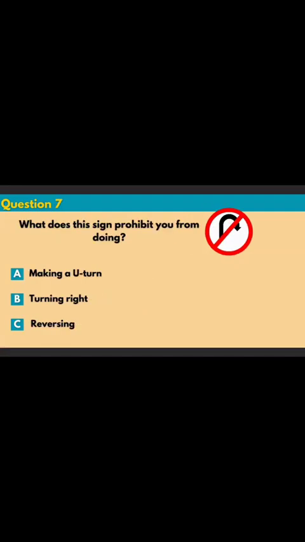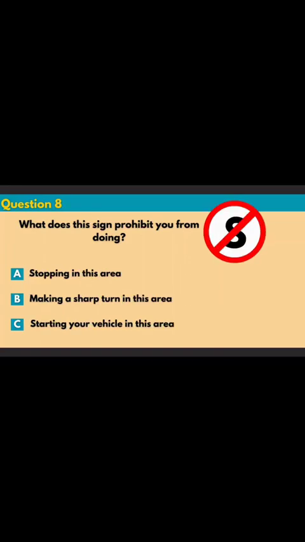Question 7. What does the sign prohibit you from doing? So again, there's a red line going through. So is it A, making a U-turn? B, turning right? Or C, reversing? The correct answer for this will be A, you are not allowed to make a U-turn whenever you see this sign.